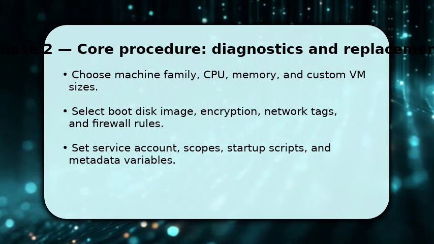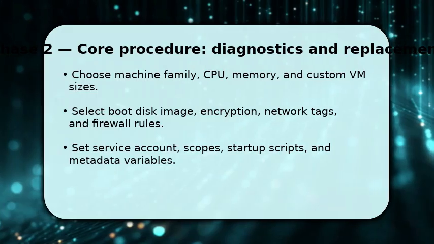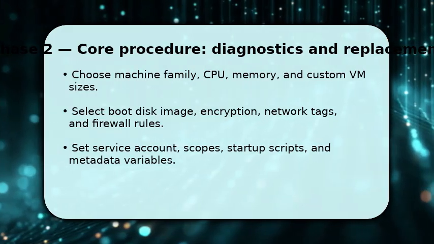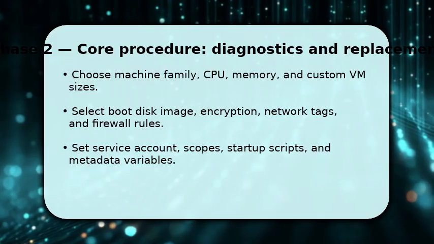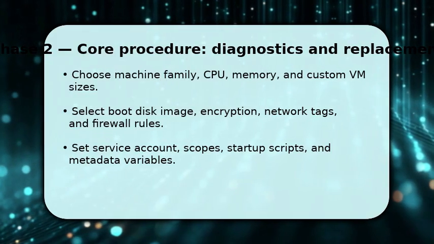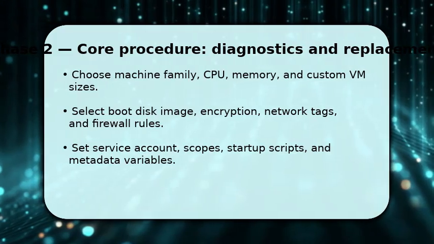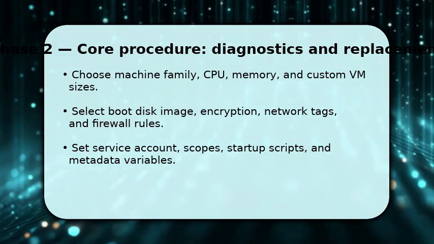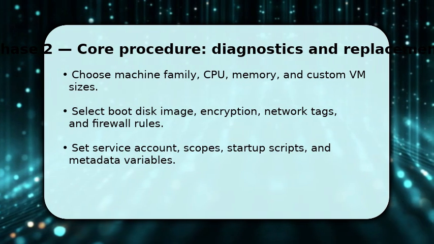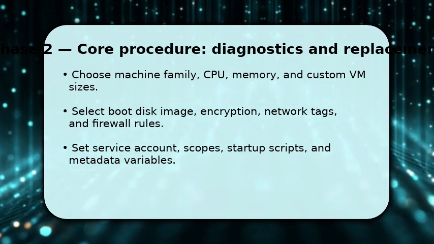Next, configure networking. Assign VPC, external IP if needed, and add firewall tags to permit traffic. Set a service account and OAuth scopes and include startup scripts or metadata to automate initialization. Once configured, you can launch the instance and monitor serial console output to confirm boot.